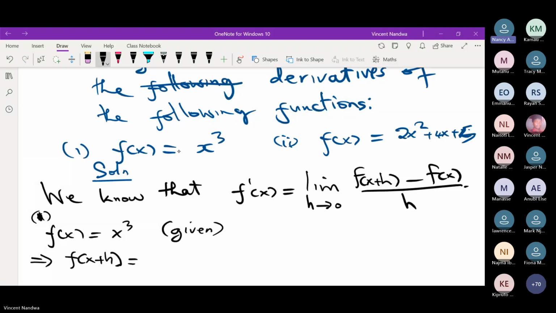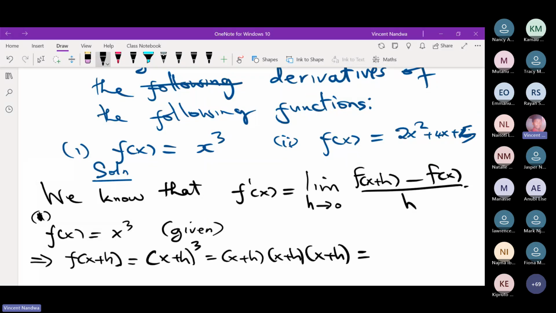Into bracket x plus h cubed. Correct. So which means then you have to multiply this thing by itself 3 times. You can use binomial expansion that you did in Form 3 to get the expansion of this as x cubed plus 3x squared h plus 3x h squared plus h power 3. Just check your Form 3 work on binomial expansion.